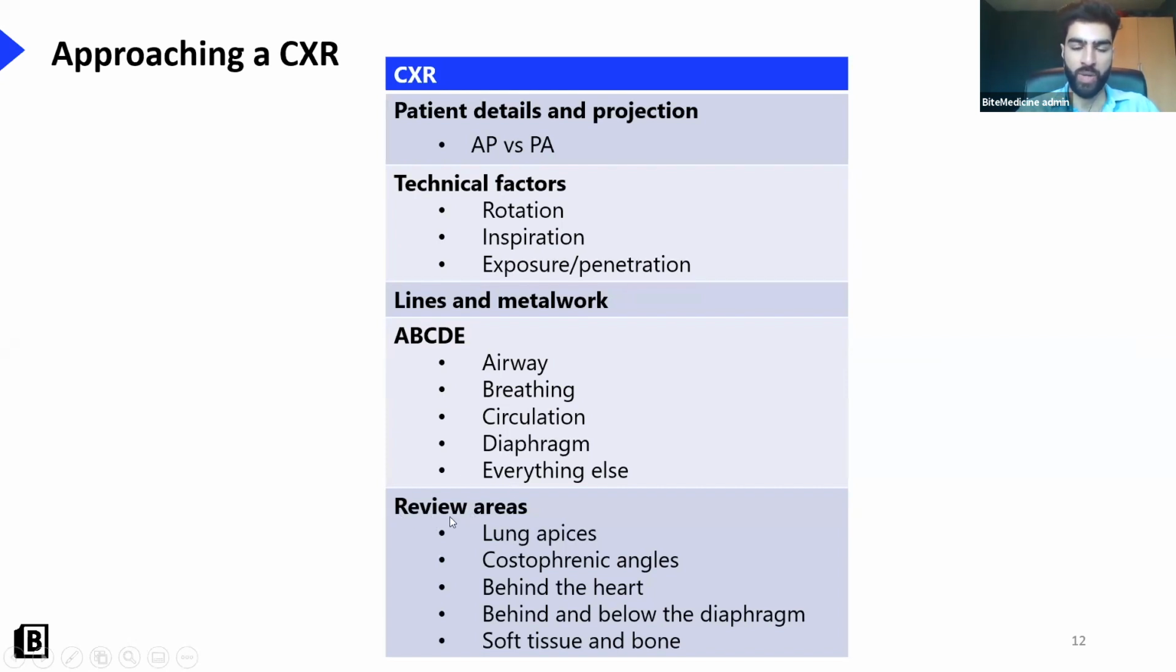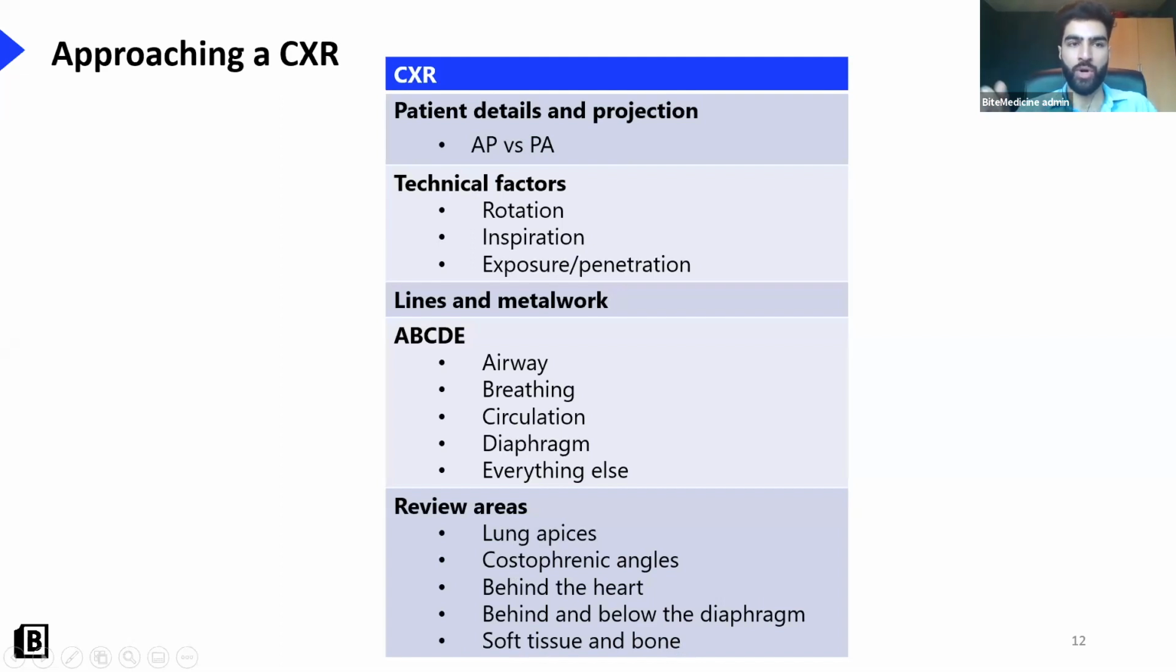So the reason we make a big deal about review areas is because these are the areas that are often missed on an X-ray. So your lung apices, your costophrenic angles, behind the heart, around the diaphragm, and make sure to pay attention to the soft tissues and bones, because it's common for fractures to be missed on a chest X-ray because people don't look at the shoulders and the clavicles.